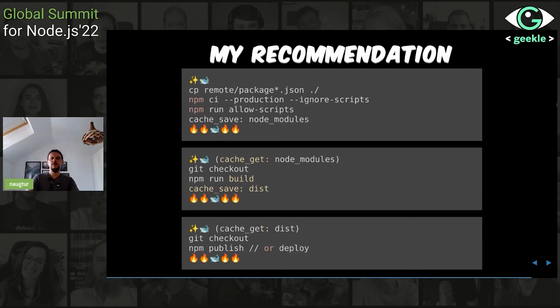Last, you need to publish. So you take the result of your build, you check out a clean copy of your application again for the package JSON, as you've seen before. A clean package JSON that didn't have a chance of being modified. And you npm publish or deploy your application with that.